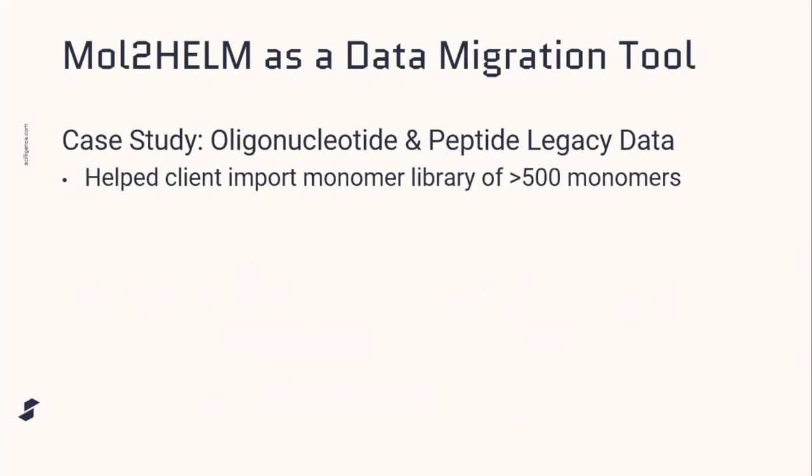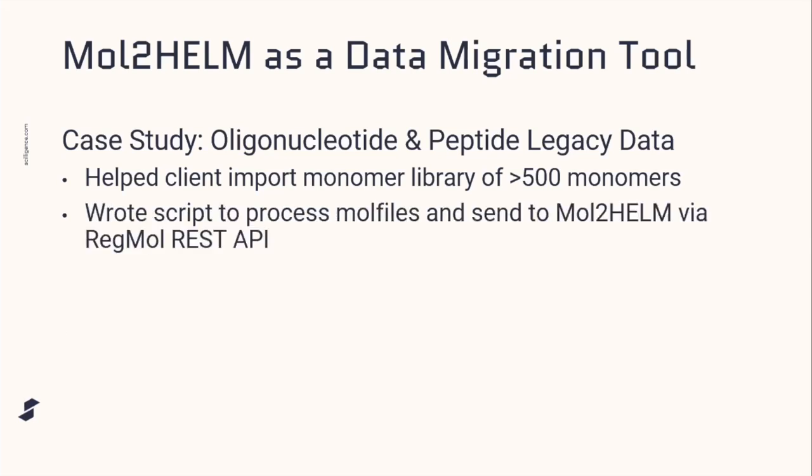So in this particular case, we helped the client first import their monomer library into RegMol. This was a relatively straightforward task because our monomer manager supports upload of SD files or JSON. And so we were able to just get the monomer definitions from the client and upload those into our monomer manager. After that, we wrote a script to process their mol files and send them to Mol2HELM via the RESTful API call that I mentioned. This was done in an automated way such that we could just start the script and leave it running until it was done processing the data.